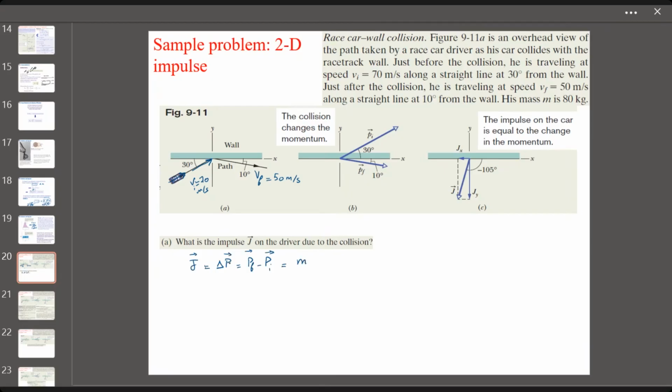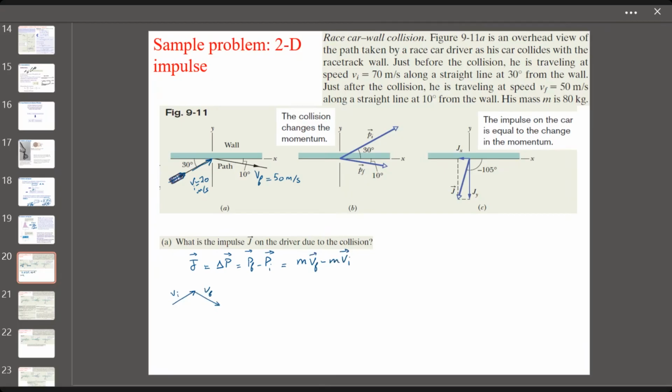And when I substitute, I write m v final minus m v initial. These are still vectors, and let's take a look at our vectors. One looks like this, the other looks like this. When you want to find their difference, you want to subtract them. This is v initial, this is v final. To subtract them, you'll have to project along the x and y axes.